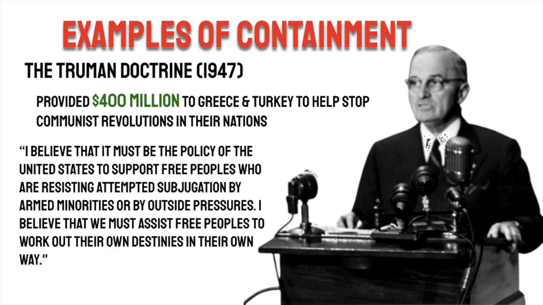So President Truman sends $400 million over to Greece and to Turkey to help them fight off these communist revolutions. Truman said, "I believe that it must be the policy of the United States to support free peoples who are resisting attempted subjugation by armed minorities or by outside pressures. I believe that we must assist free peoples to work out their own destinies in their own way." And he doesn't say Soviet Union, he doesn't say communism, but he does say that with some other language.